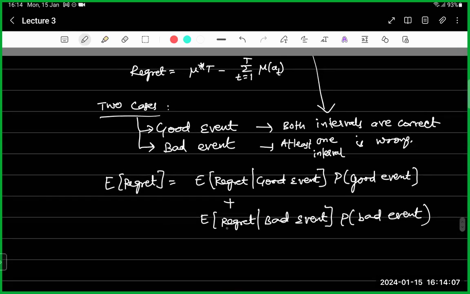So this term can be bounded. What is a trivial bound? This is less than or equal to 3.